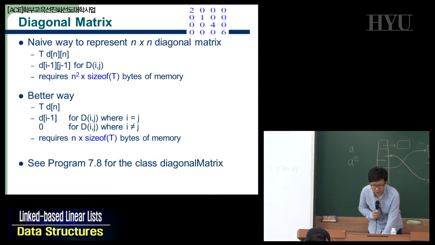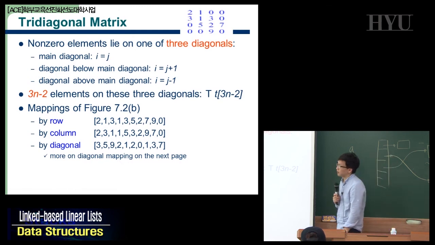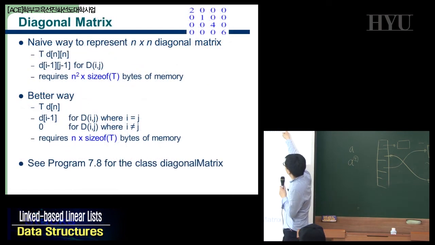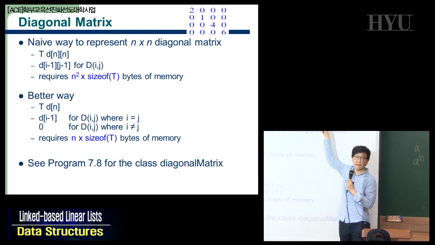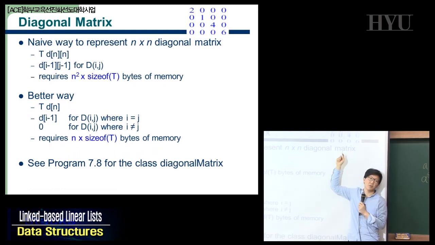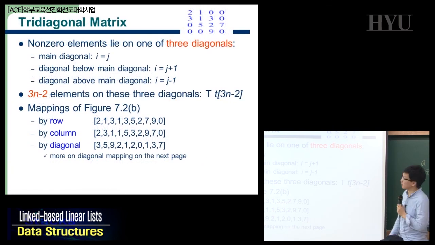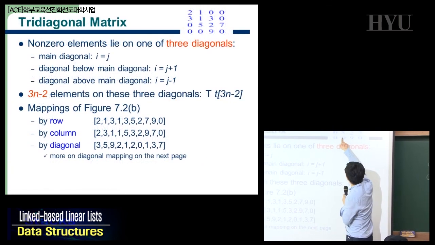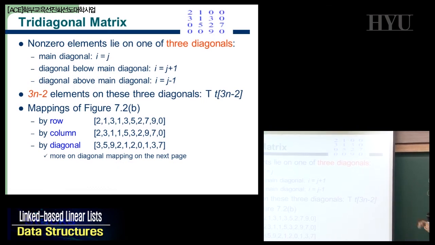Let me see. Tridiagonal. Keep the same example. Non-zero elements lie on the 3 diagonals. If you take a look at this matrix, I only need n spots to store 2, 1, 4, 6. The rest of them are 0, so I don't need to store them. So this one is a tridiagonal matrix. Only here 0, 0, 0. A certain position is 0. Non-zero elements lie on the 3 diagonals.